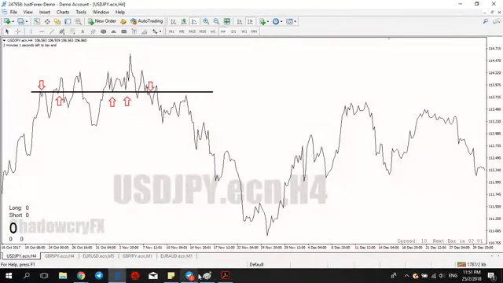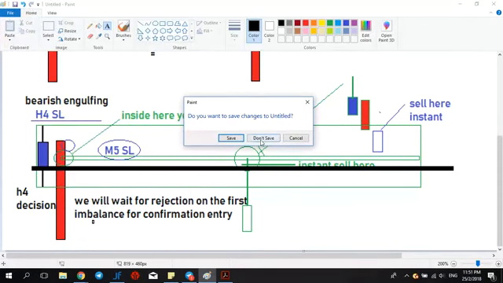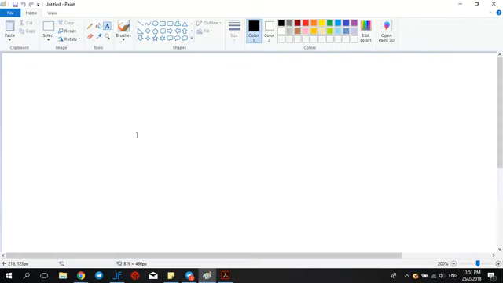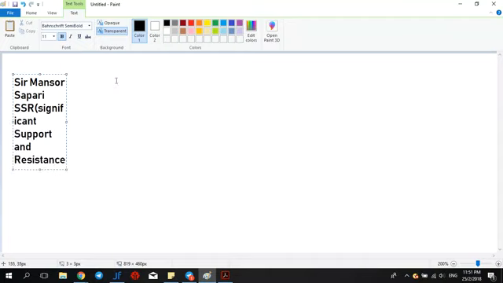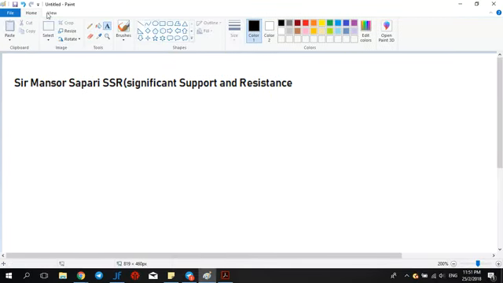Okay, in Mr. Manso's class, they will teach you about SSR, or significant support and resistance, something like this. Let me draw Mr. Manso's class. Sir Mansur Safari, not sure how to call it. He called it SSR, or significant support and resistance. Okay, it will look something like this.